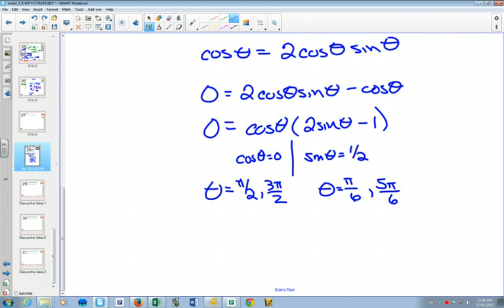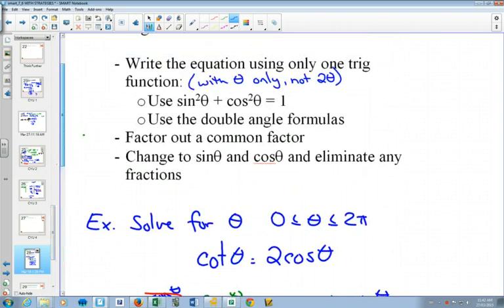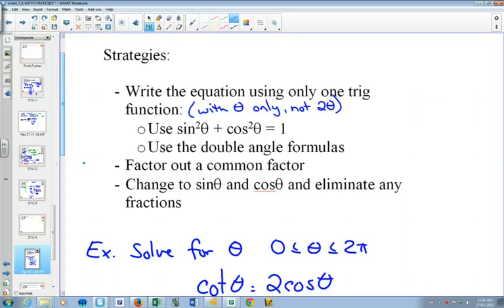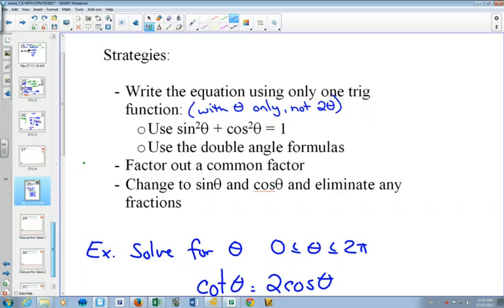So there's an example where you could change it to sine and cos, and that will help you. Also going to look at sometimes with 2 thetas. So back to our strategies. Sometimes you have a 2 theta. You need to be able to recognize when a 2 theta question is one where I should use an identity and change it, and when it's a multi-revolution question. So I've got some notes to help you decipher between those two.